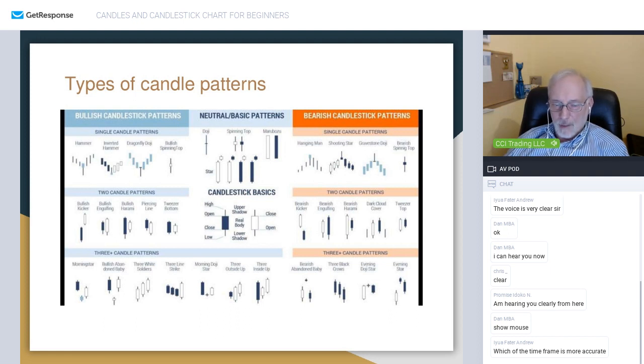And believe me, you mustn't learn all those patterns. You mustn't remember all those names, because you have hanging man, shooting star, gravestone or doji, spinning top, evening star, three black crows. Believe me, those names are not so important.